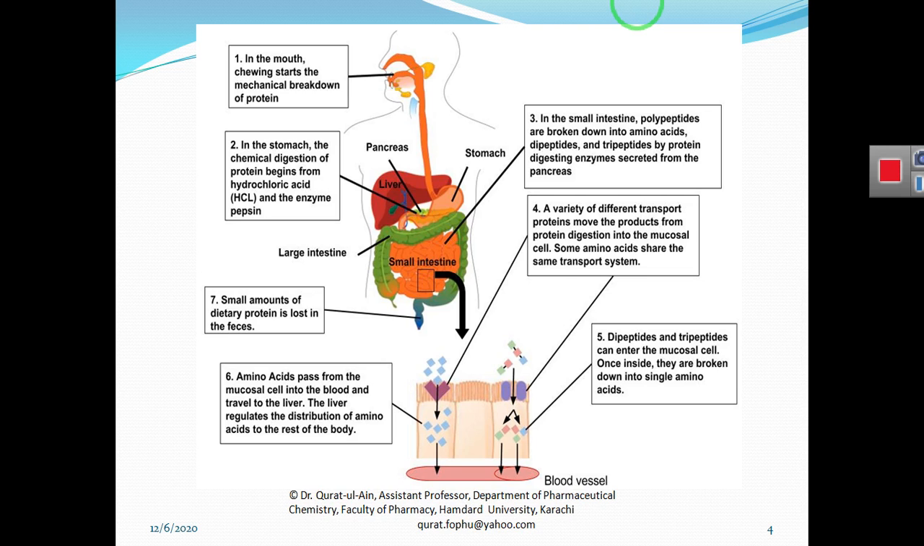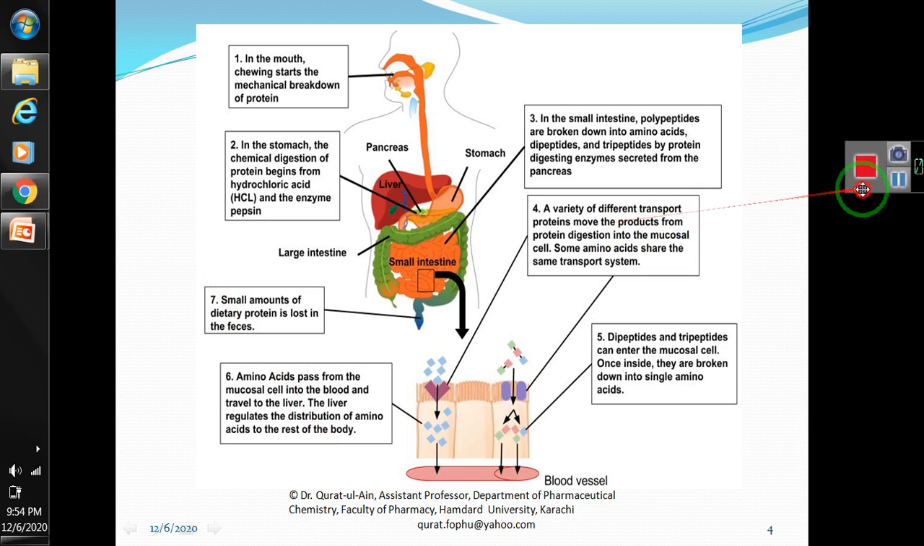In the next slide, we will see how protein goes through the mechanism of digestion from your mouth to the intestine. Just keep in mind that digestion of protein starts from the mouth and ends in the small intestine. However, the absorption takes place in the intestine. So what happens when you take food in your mouth? Here we are taking an example of protein, that is eggs. Egg is full of protein.